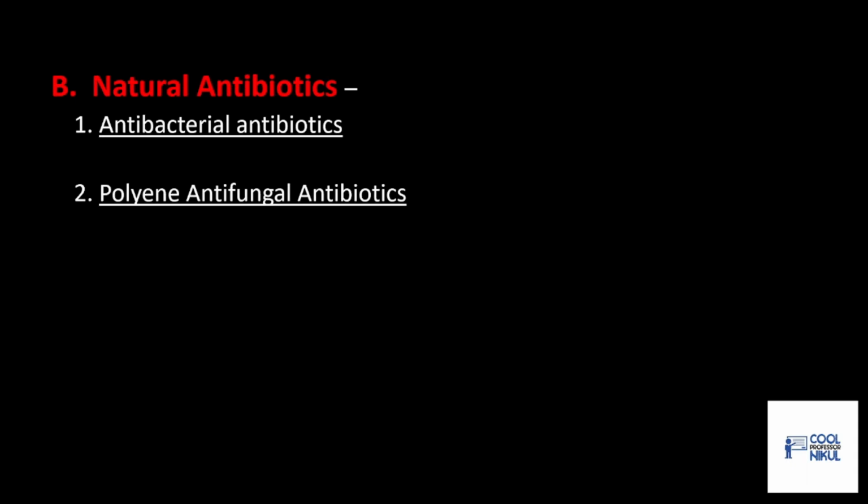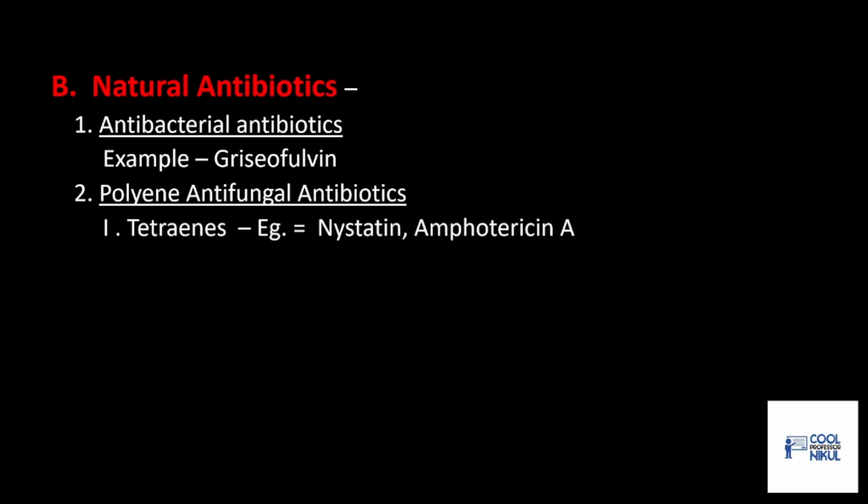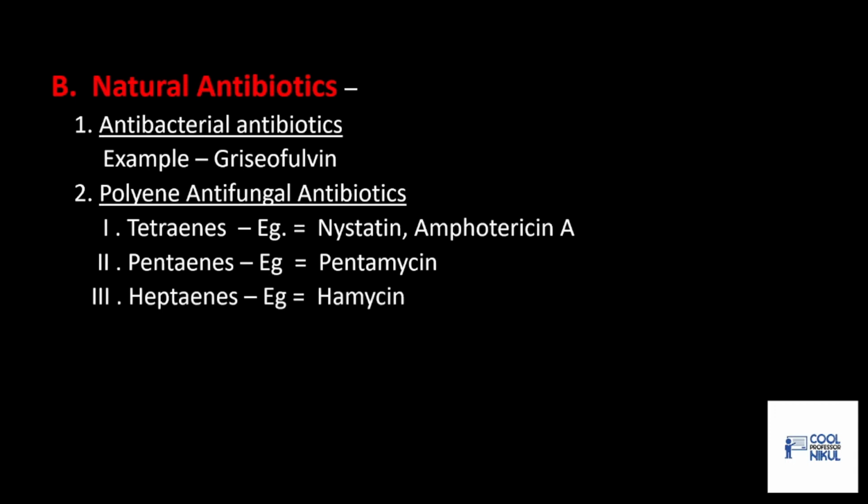Then natural antibiotics. First is antibacterial antibiotics and the second is polyene antifungal antibiotics. The example of the antibacterial antibiotic is griseofulvin, and the polyene antifungal antibiotics are again subclassified, with tetraenes, for example nystatin and amphotericin A. Second is pentaenes, for example pentamycin. Then heptaenes, for example hamycin.